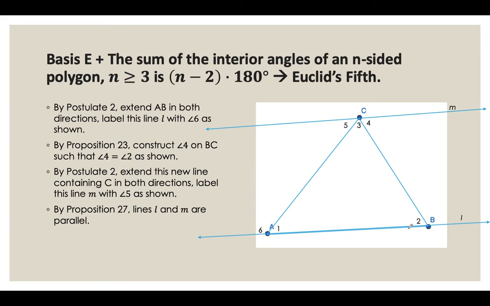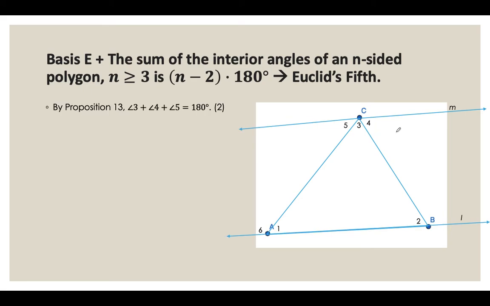By proposition 27, since we have angle 2 and angle 4 as congruent alternate interior angles, we know that lines L and M must be parallel. So then by proposition 13, we also can say that angle 3 plus angle 4 plus angle 5 would have to add up to be 180 degrees. And then by axiom 1, we can set that equation, equation 2, equal to our previous equation 1 for the angle sum of our triangle to say that angle 1 plus angle 2 plus angle 3 is equal to angle 3 plus angle 4 plus angle 5.